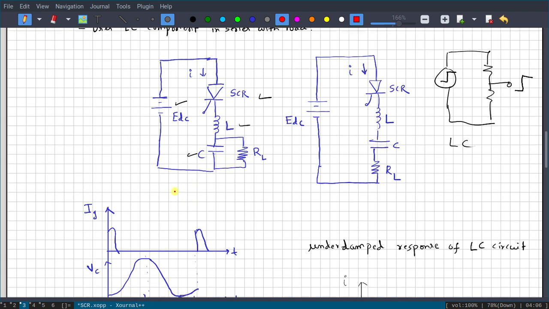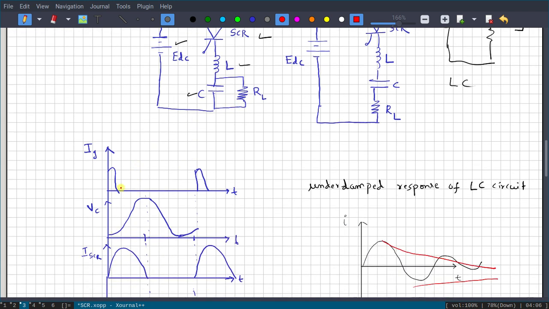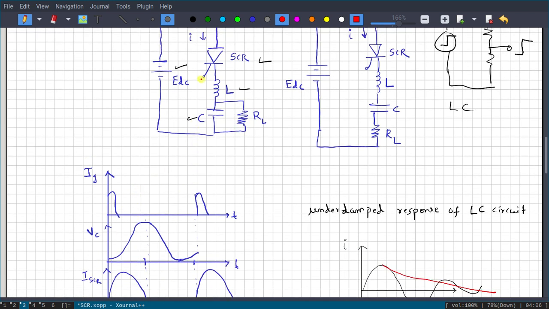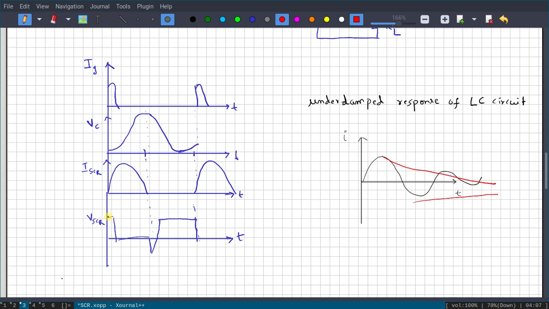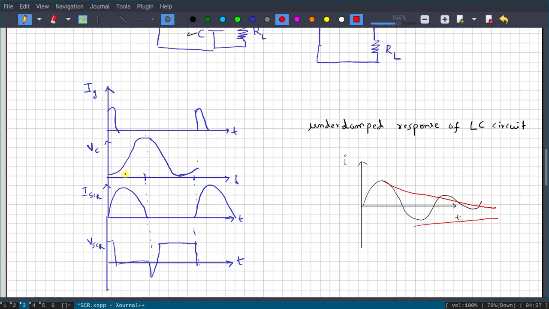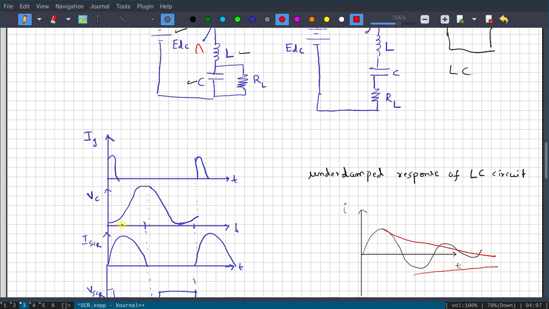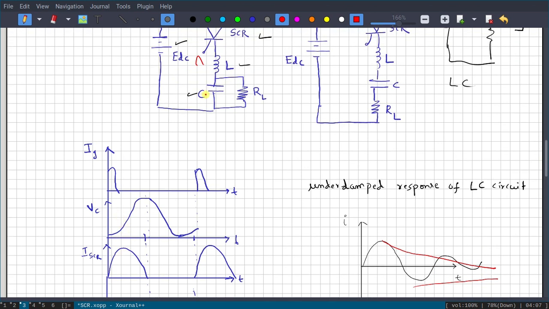You can see here, at this instant of time, if you apply a gate trigger, then the SCR starts conducting. SCR starting to conduct means the voltage across SCR will be 0. That's why VSCR is 0. And current starts flowing. When current is flowing, the capacitor is also getting charged. So you can see here, the capacitor is getting charged.